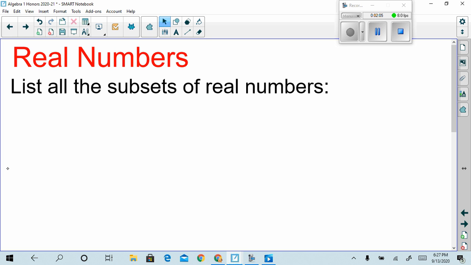Real numbers. See if you can make a list of all the subsets. Well, what's a subset? A set is a collection, and generally we put a collection in this notation here. And if you could either write it in notation form or just give the words of as many subsets of real numbers you can think of.